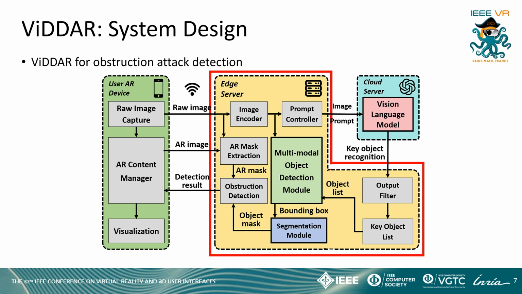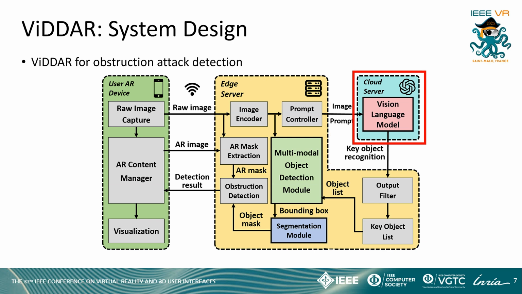This process is managed by a prompt controller to minimize resource usage. To manage the detected objects, we introduce a key object list, enabling ViDDAR to remember these objects. Simultaneously, each raw image and its corresponding key object name list are passed to a multi-model object detection module, followed by a segmentation module to predict the key object masks. Finally, these masks are compared with virtual content masks at the pixel level and output the attack prediction.